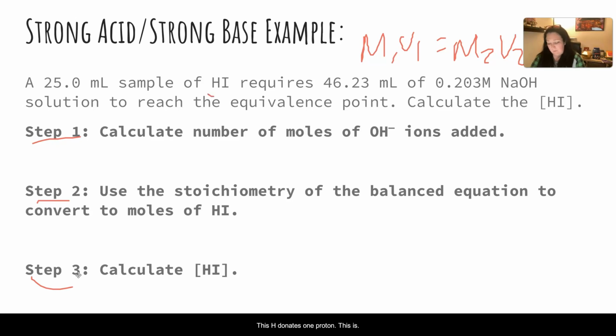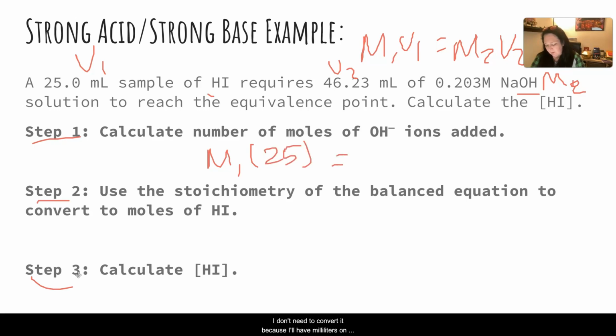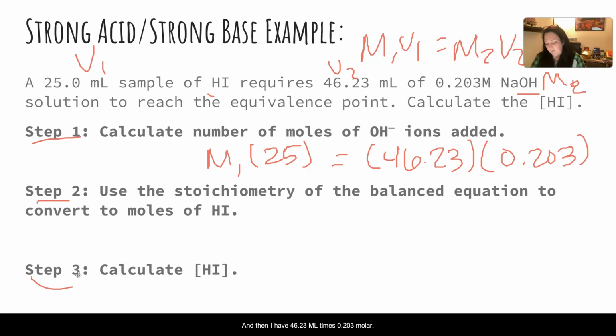This H donates 1 proton. This OH minus is 1-to-1 mole-to-mole ratios. I don't have to deal with any problems related to that. So I have my V1 here, I have my V2 here, and I have my M1. So, oops, M2, my bad. The molarity of my acid times the volume is 25 milliliters. I don't need to convert it because I'll have milliliters on both sides, so the units will cancel out. And then I have 46.23 milliliters times 0.203 molar NaOH.